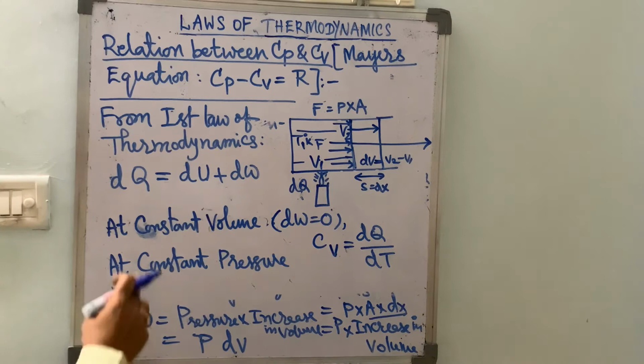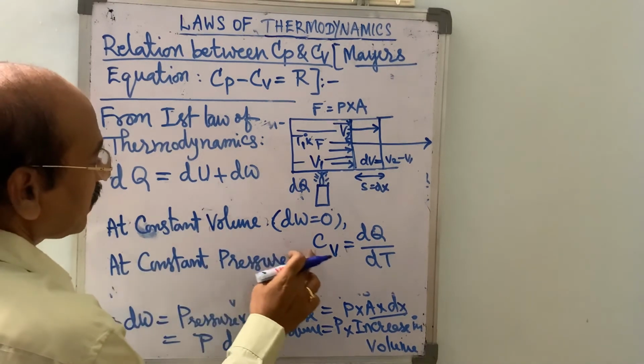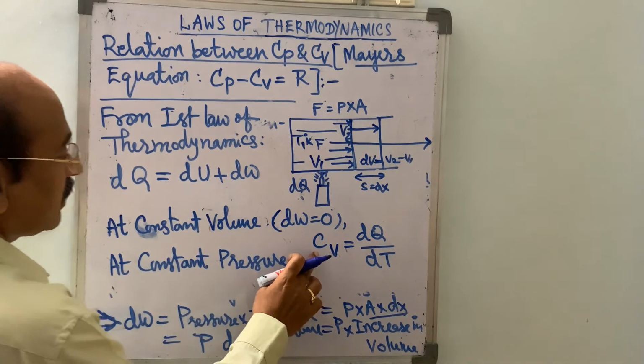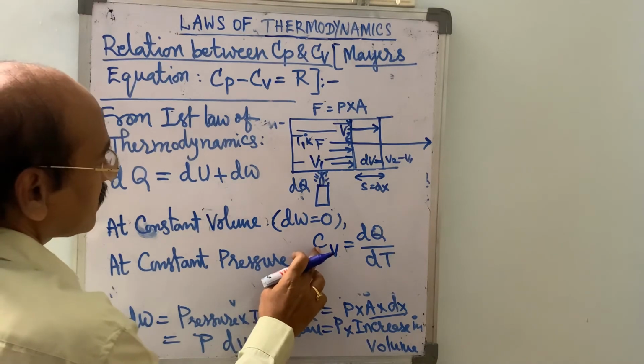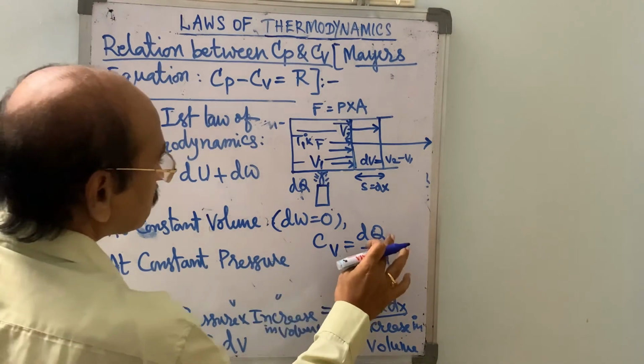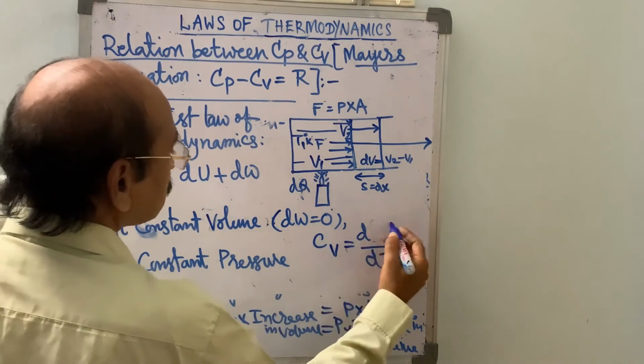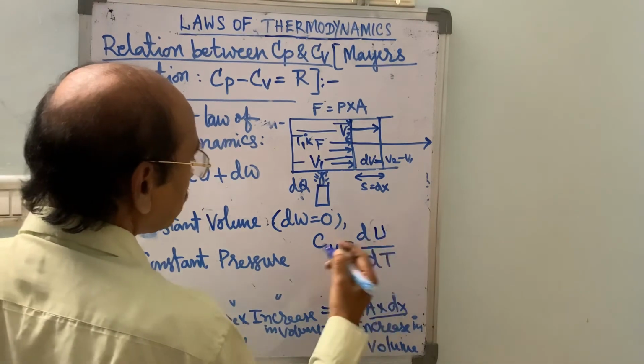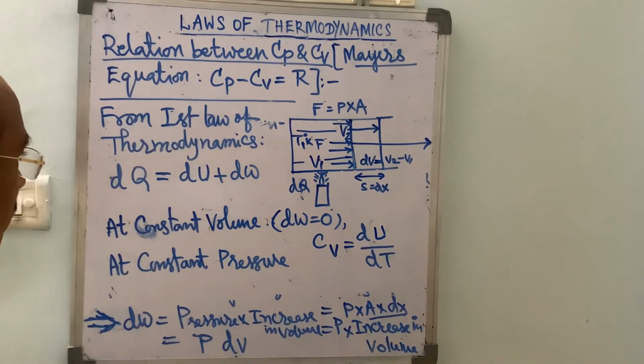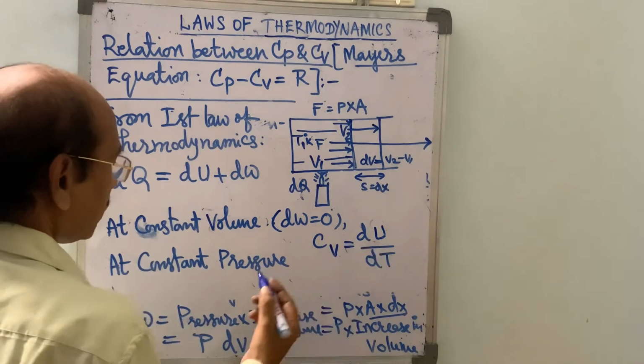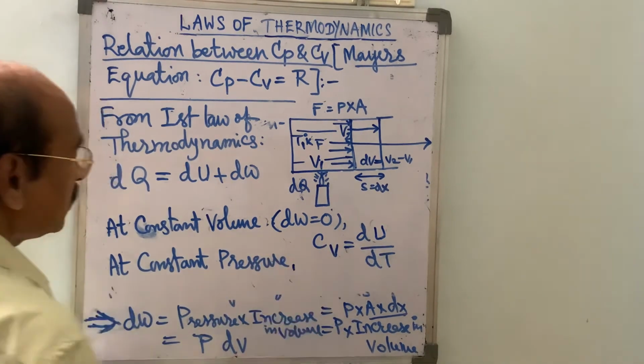So at constant volume, the heat energy supplied to increase the temperature by 1 degree centigrade or 1 degree Kelvin is equal to dQ, which is equal to dU. Therefore, Cv is equal to dU by dT. It is equal to the change in internal energy.